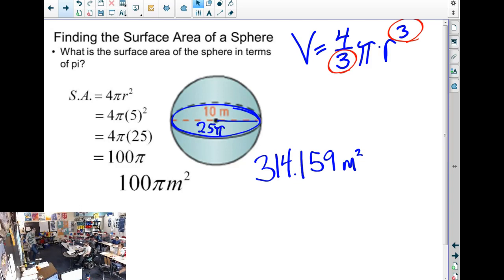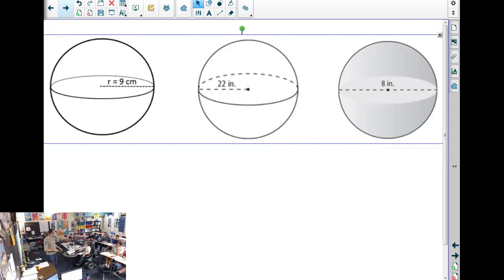Alright, so practice this. Ready game. Find volume and surface area for all of these.